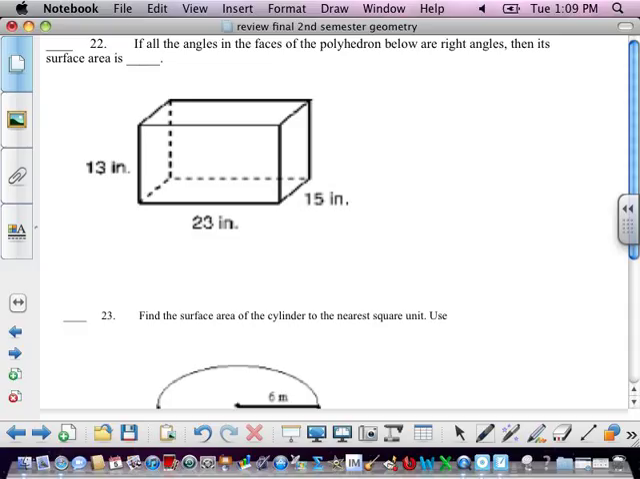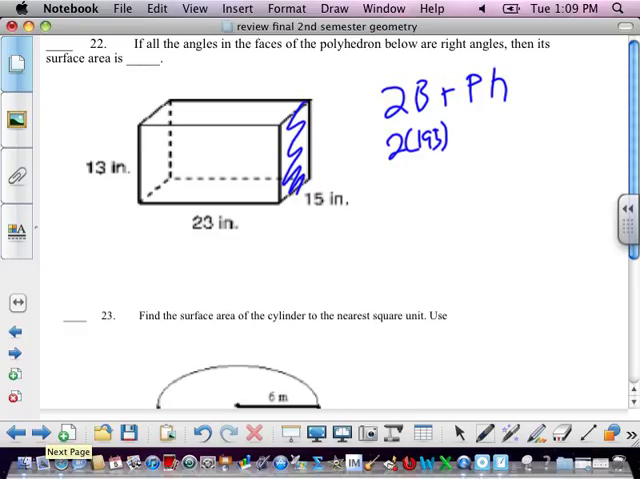15 by 13 or 13 by 23 or 23 by 15? 13 by 15? Okay, so we know the surface area is 2 times the base plus the perimeter times the height. So the base is 13 times 15. So that's 2 times 195.